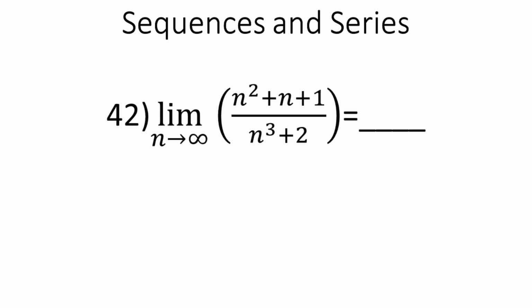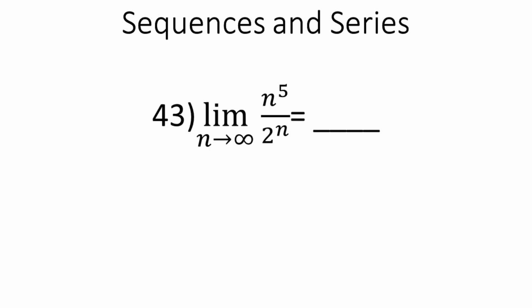Question number 42. Limit n tends to infinity n square plus n plus 1 divided by n cube plus 2. Here the power of n in the denominator exceeds the power of n in the numerator, and therefore the answer is 0.